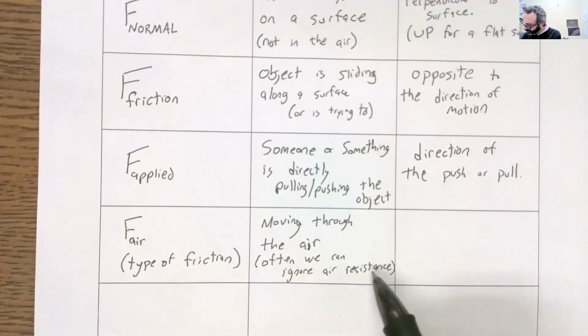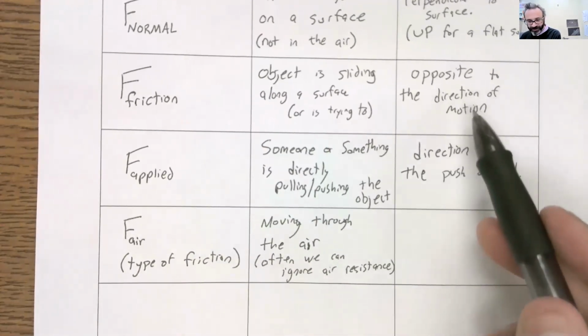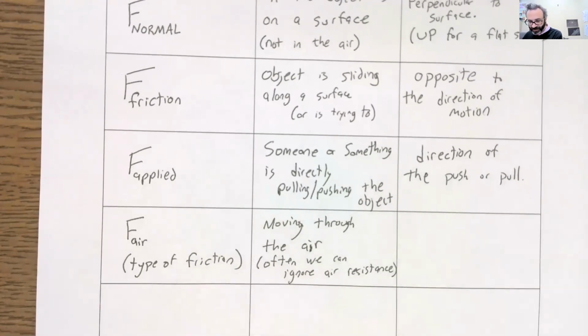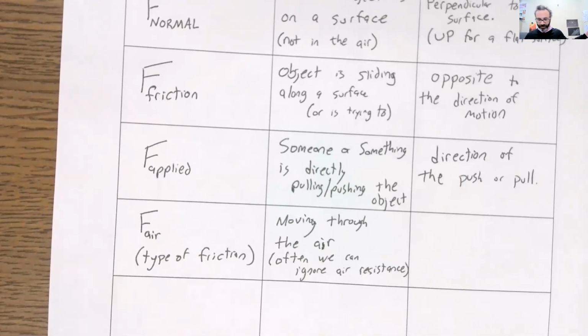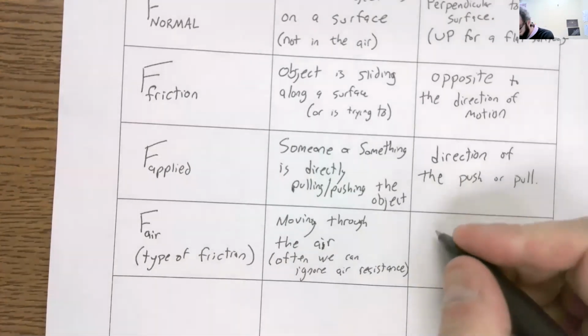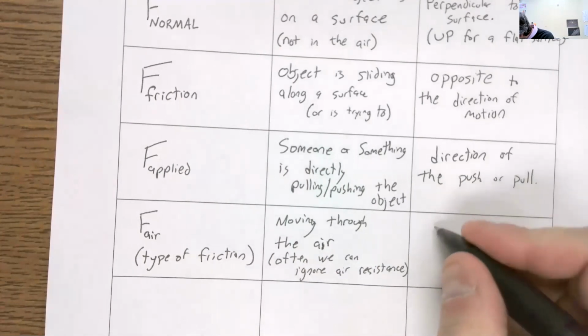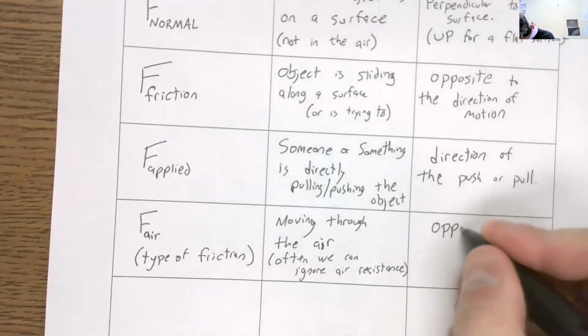And since it's a type of friction, it's also opposite to the direction of motion, right? If you're falling downwards, you can feel the wind blowing upwards at you, right? If you're running northwards along the street, it's going to feel like the wind is blowing to the south. So opposite to the direction of motion again.